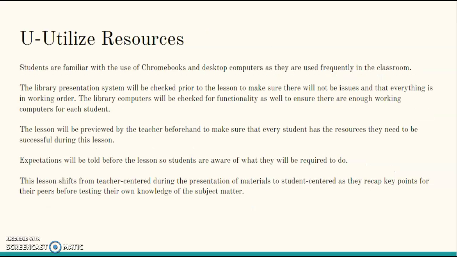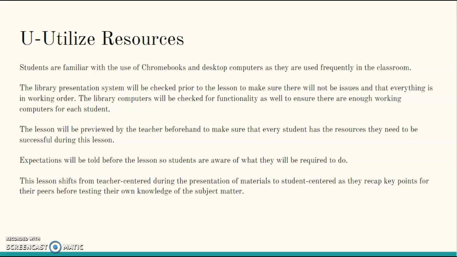Utilizing resources: students are all familiar with the use of Chromebooks and desktop computers as they are frequently used in the classroom. The library presentation system will be checked prior to the lesson to make sure there will not be any issues and that everything is in working order. The library computers will also be checked for functionality to ensure that there are enough working computers for each student. The lesson will be previewed by the teacher beforehand to make sure that every student has the resources they need to be successful during this lesson.